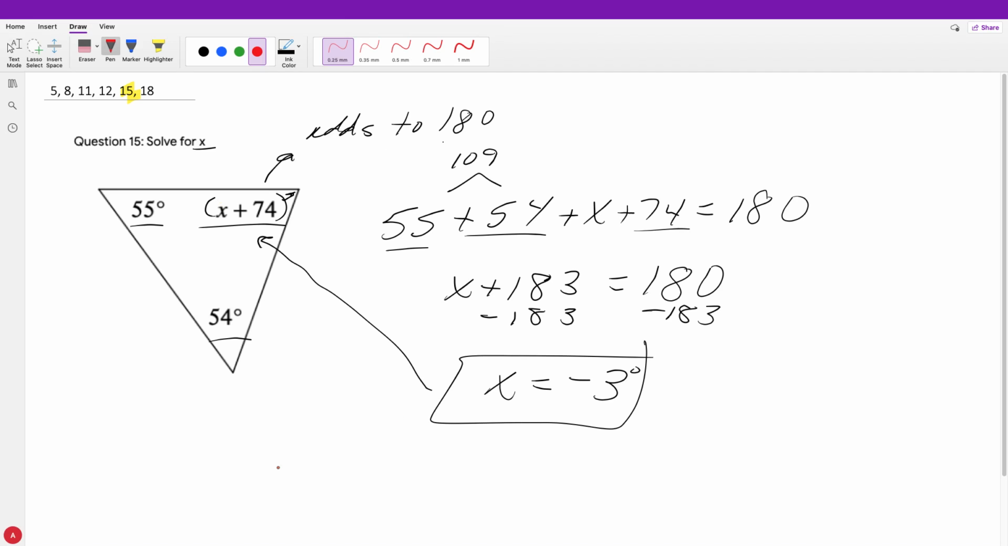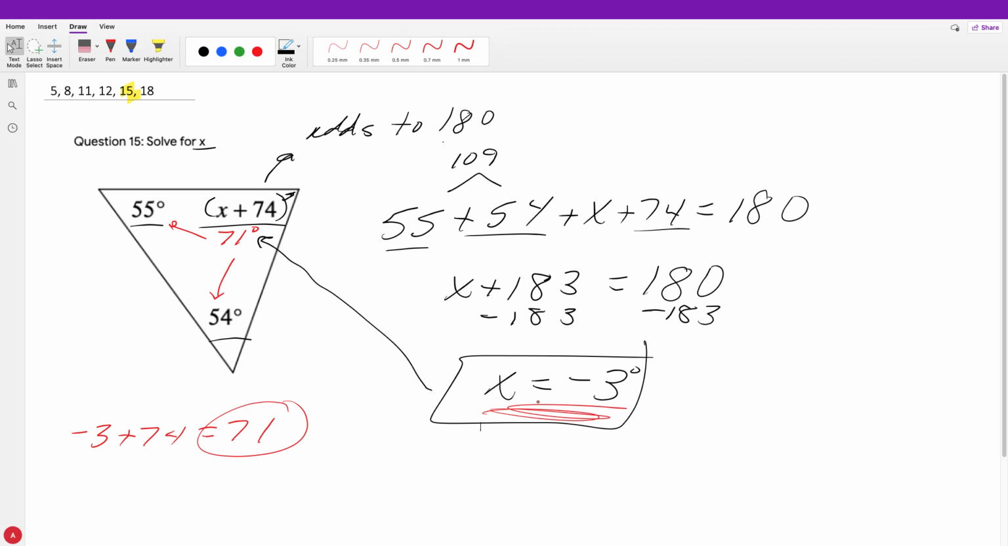So when we plug it in, we would say, well, -3 plus 74 does equal 71. So it's at least giving me a positive angle in return. So then I can say, okay, if this is 71 degrees, I can check to make sure that 71, 54, and 55 all add to 180 to make sure I didn't make any mistakes, which they do. All right, and that is our final answer for this one, x is equal to -3.